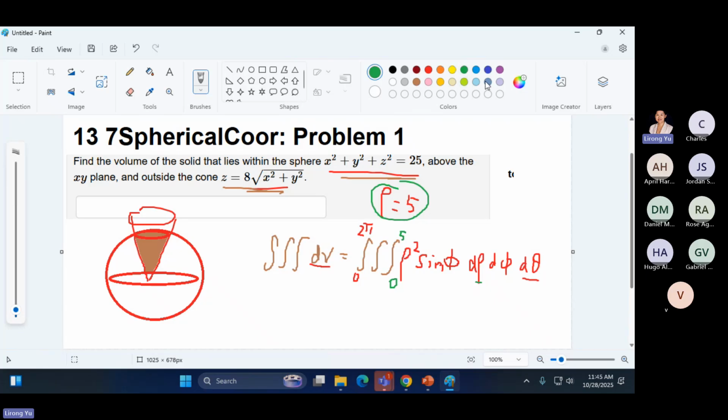And then what about phi? You can see this is the axis here, and phi goes all the way to this angle. So the smallest angle for phi is 0. The highest one is determined by this. You can see this was r and this was phi. So that was the root of x squared plus y squared, and this was z. So we have the tangent of phi equal to 1/8.